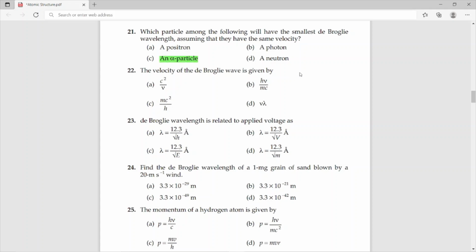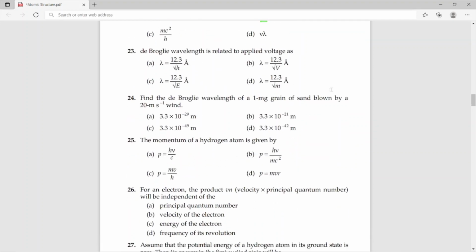Next is, the velocity of the de Broglie wave is given by. So what is the expression for calculating the velocity of the de Broglie wave? The right answer is option B, hν/mc. So option B is the right answer. Then the de Broglie wavelength is related to applied voltage as, the equation is option B, λ = 12.3/√V in angstrom.